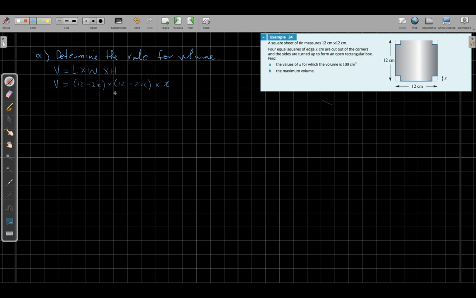Can you see how that works? So the length was 12, and whatever x is, 2 lots of x are taken away from that 12, whatever we cut out here. The more we cut out, the taller the box is going to be and the smaller the base is going to be. So we've got (12 minus 2x) times (12 minus 2x) times x. So that is x(12 minus 2x) all squared. Okay, so that's a rule for the volume of this box, whatever the value of x is going to be.